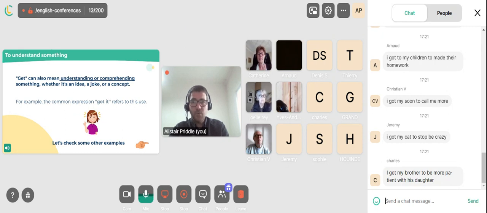Get can also mean understanding or comprehending something, whether it's an idea, whether it's a joke, ha ha ha, or a concept. For example, the common expression got it refers to this use. It's a way we can check we have understood something. Someone says something to us, and we say, got it. Okay. So let's check some other examples.